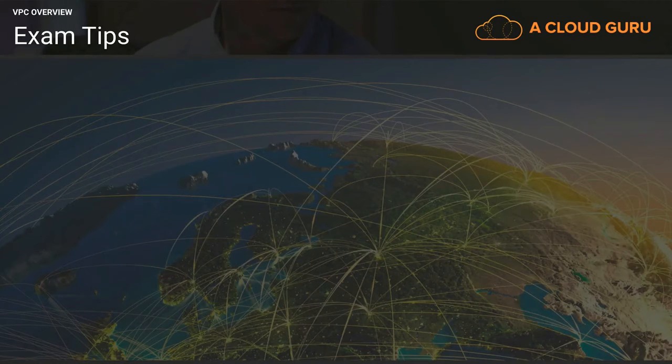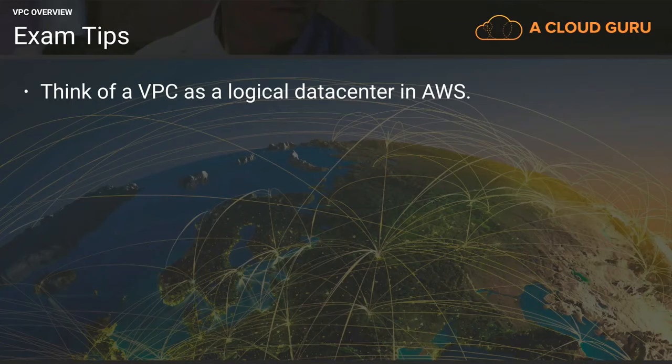So we're at the end of our VPC introduction. Don't worry if some of this terminology seems foreign or strange. As you go throughout the course and get hands-on experience, you're going to understand it a lot easier. The best way to learn is to get your hands dirty, which is what we're going to do in the next lecture. So think of a VPC as a logical data center inside AWS.